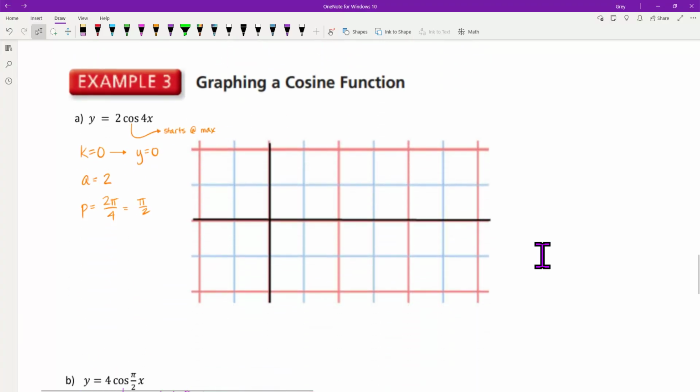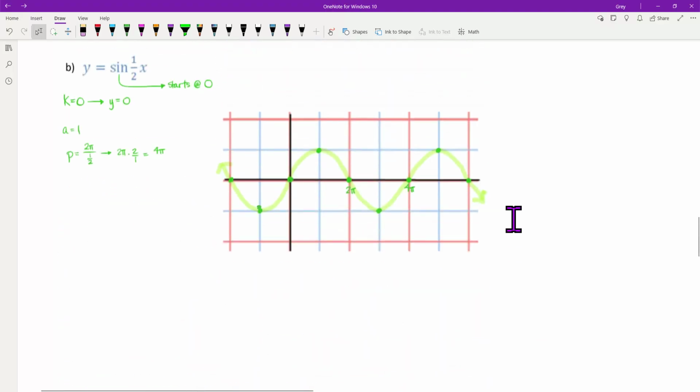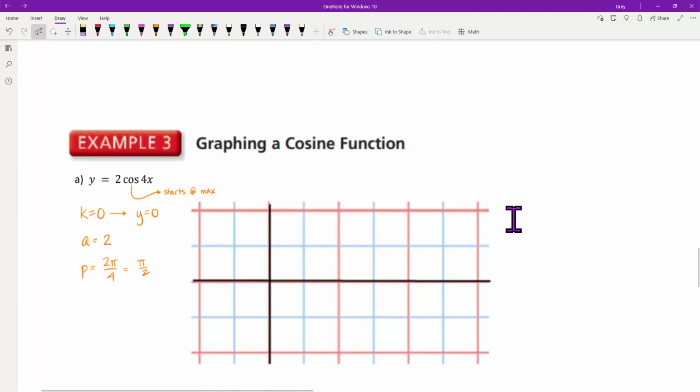Here's our cosine function. Then we're done. Okay, let's just go with it. So here, k is equal to 0. So my midline is y equals 0. My amplitude is 2. That's the number in front. My period is 2 pi over 4, which becomes pi over 2. So I'm going to go out 1, 2, 3, 4, and I'm going to start at pi over 2. Half of pi over 2 is pi over 4. So I go out pi over 4.